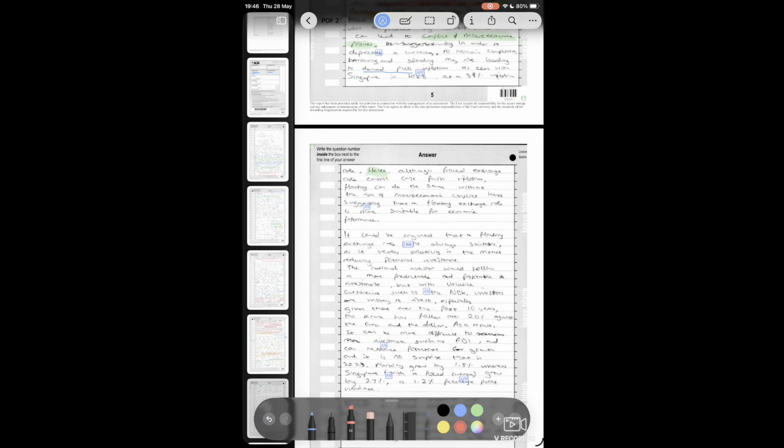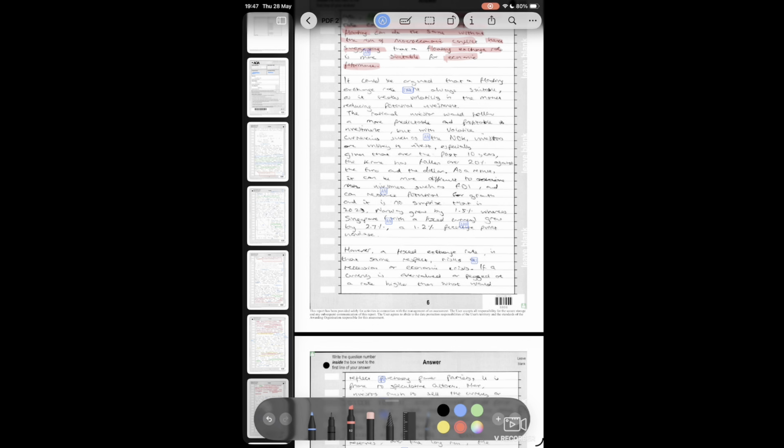Bang. Guys, be honest, does it get better than this? Although fixed exchange rate can control cost push inflation, floating can do the same without the risk of macroeconomic conflict. So in my evaluation, I've said floating is good. It sorts this out. But fixed is good. It sorts this out. But floating can do the same without any issues. It can do the same better. And hence it is better. That is called an evaluation, a direct target on my first point. Hence suggesting that a floating exchange rate is more suitable for economic performance.